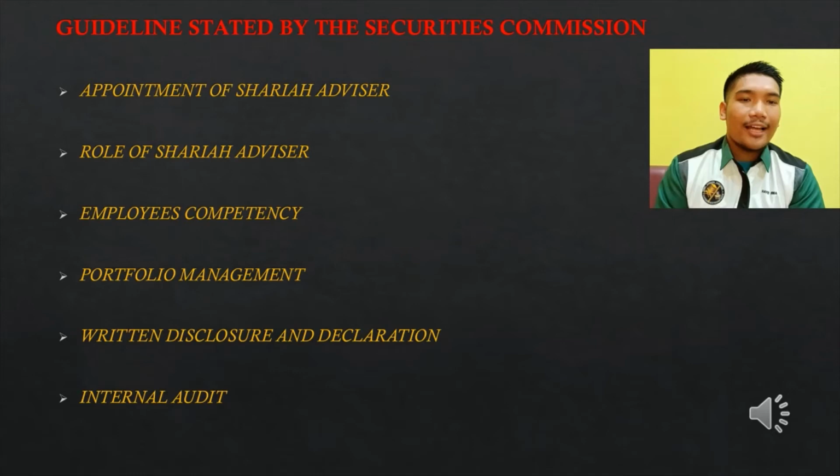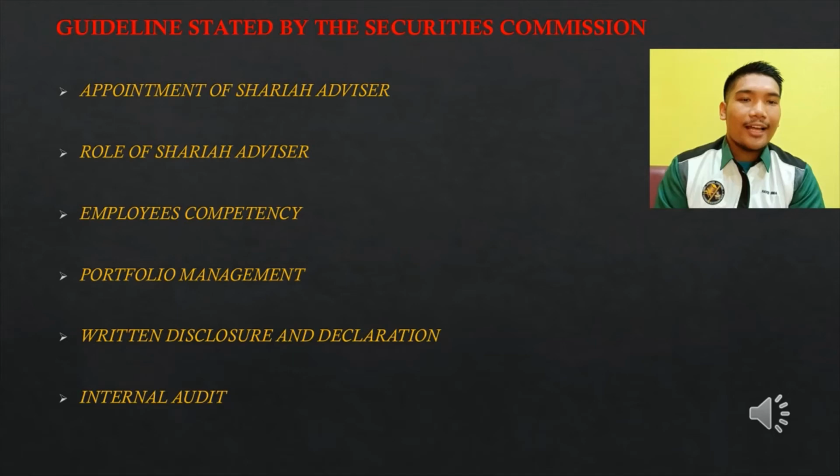Okay, first, the person must not be bankrupt. Second, must not have a criminal proceeding, and must have a good reputation and also good character. Okay, so those are the conditions, or in Malay we say syarat, for how to appoint a Shariah advisory, macam mana kita nak melantik penasihat syariah.